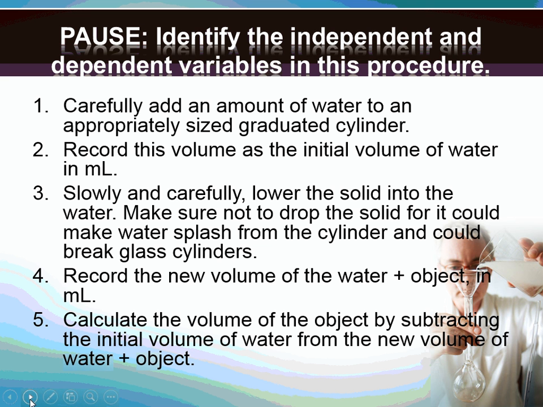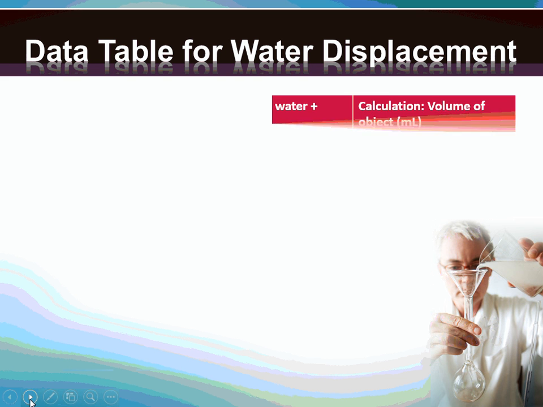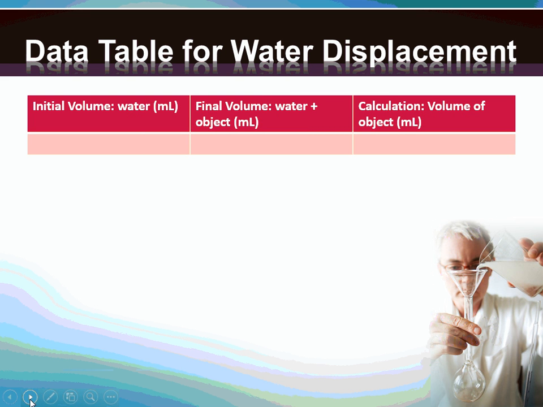All right, so you paused this video. You went through and attempted to identify the independent and dependent variable. So let's take a look at what this is going to look like in a data table. The data table for water displacement is going to have the initial volume of water as our independent variable. We know how much we are starting with. Then our final volume is going to be our first dependent variable, and that is going to be the volume of the water plus the object.